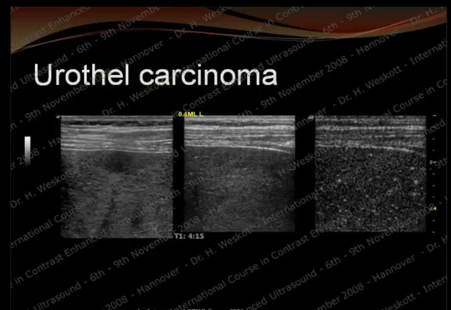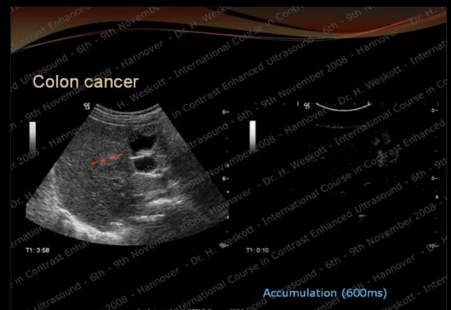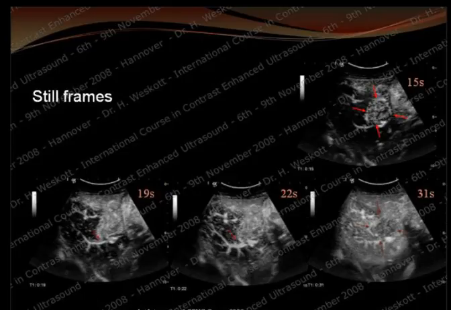So the colon cancer, again, a similar case. You can see here the filling of the tumor, and at the same time, with the arrival of the contrast bubbles in the arteries, you can see the segmental enhancement. And if you analyze this loop and go to still frames, this is the frame at 15 seconds. This is the tumor, this is the peritumoral enhancement or segmental enhancement behind it.